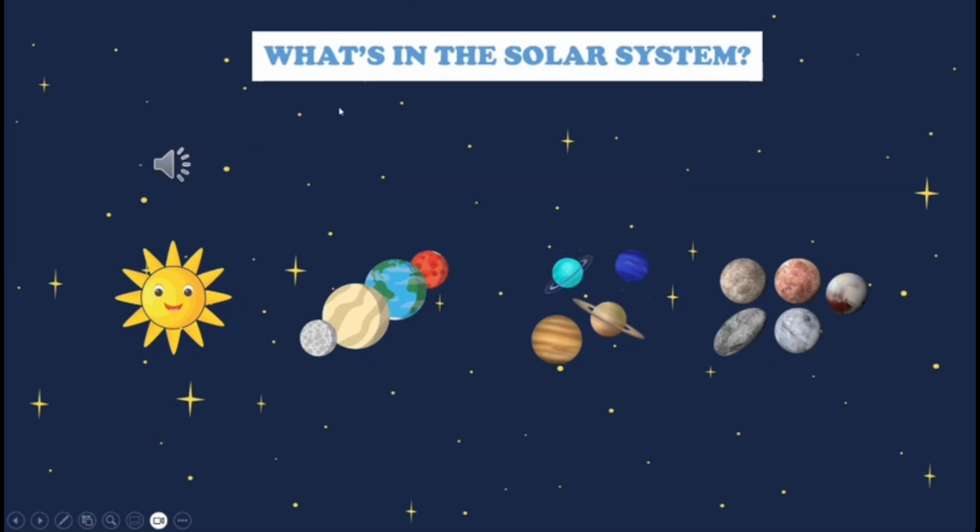Solar system is a collection of celestial bodies that orbit around the star called the Sun. It includes the Sun, inner planet, outer planet, and beyond planet. Click on the pictures given for more information.